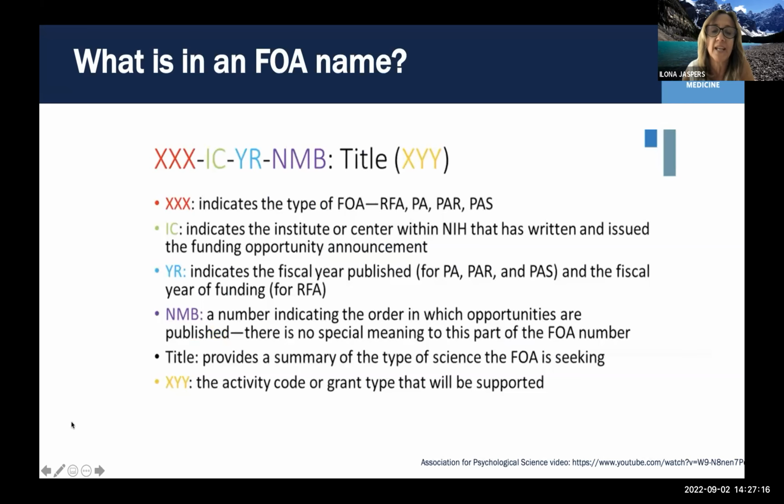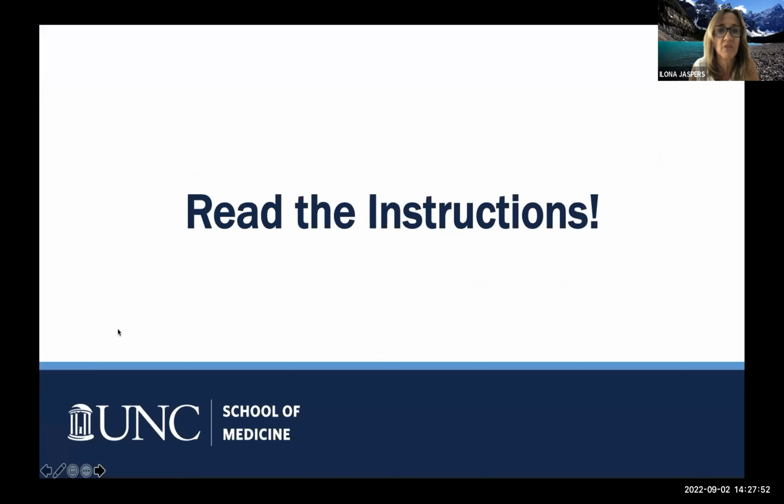And what is an FOA name? This is basically what sets this apart. The first 2 to 3 letters indicate the type, then the institute, the fiscal year of the publication, and the number, which is really the order of the opportunities as they occur throughout the year. Then usually a very brief title, and then the activity code. So it's either an R01, an R21, or an F31, or things like that. So these are the components of a title.